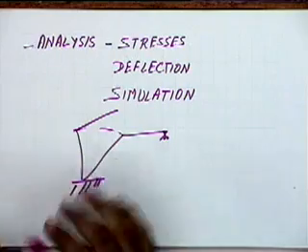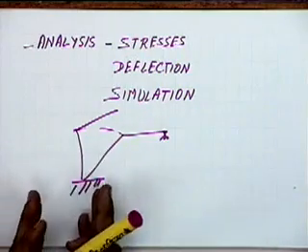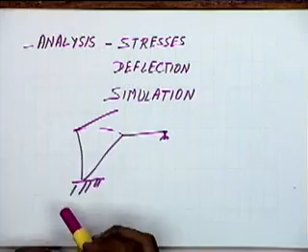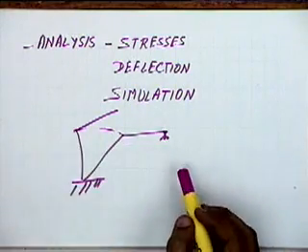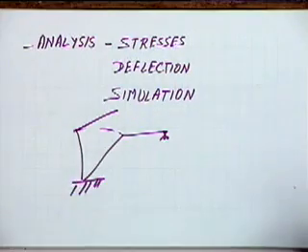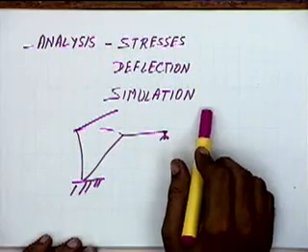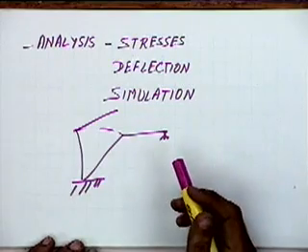Okay, we want to be able to visualize how this mechanism would move in actual space. So we want to simulate its motion and then actually animate it on the screen and see how the motion will take place. Okay, so that is what we mean by simulation. We want to simulate the motion of an object.